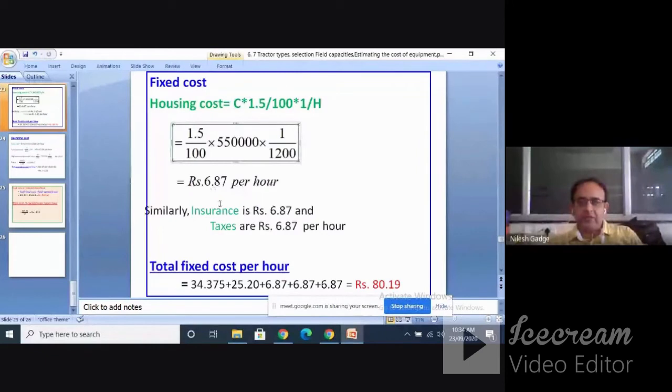Similarly you get the insurance, a similar formula you have to use, and a similar rate is there. So insurance will similarly be 6.87, taxes also 6.87. Housing, insurance, and taxes are 1.5% of the initial cost of the tractor. So all values will be the same, 6.87 rupees per hour.